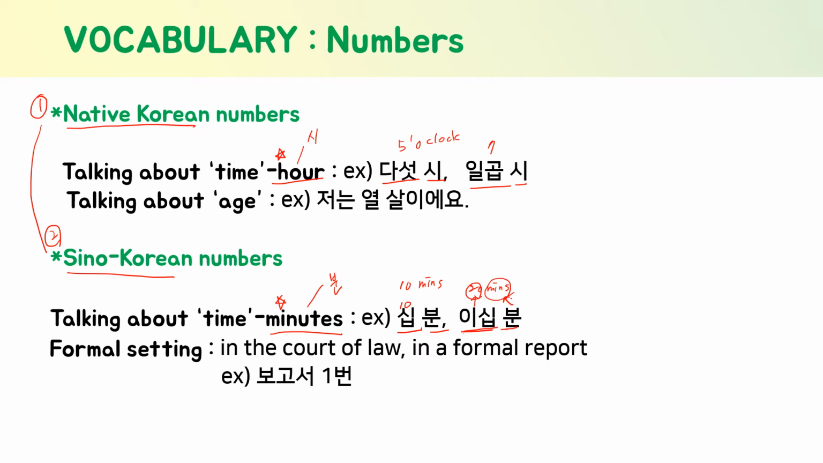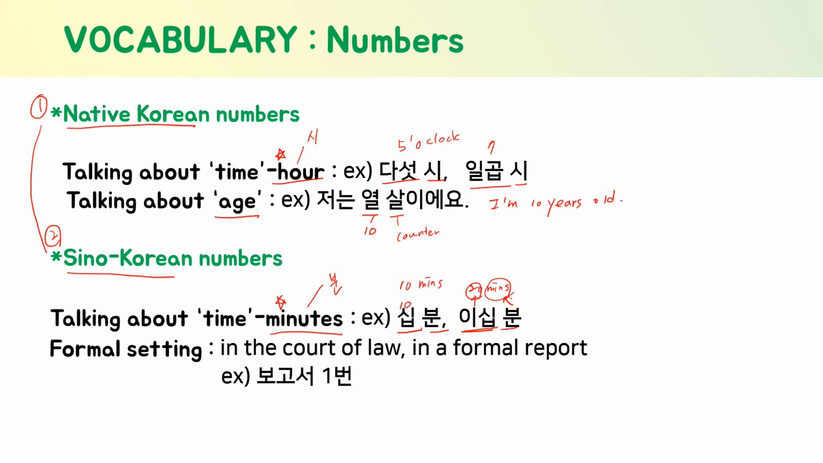The other thing is when we're talking about age, we use the native Korean numbers. For example, 저는 열 살이에요, which means I am 10 years old. Whenever we're talking about age, we use the native Korean number. 열 is the native Korean number for 10. 살 is a counter for age. In Korean, we use counters for different things, and we're going to talk about this in a later slide.